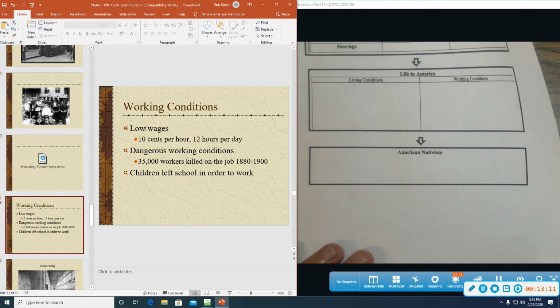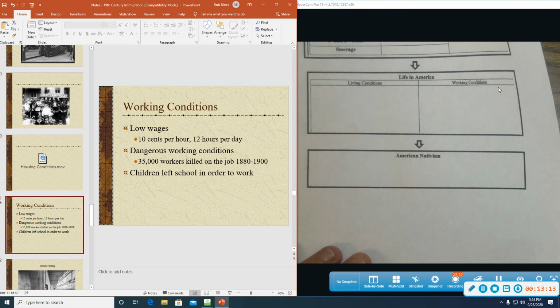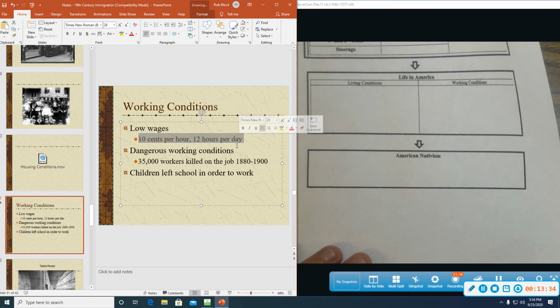Okay, so working conditions. Go ahead and put that on this side. Low wages, 10 cents an hour, 12-hour days, dangerous working conditions, 35,000 workers killed on the job between 1880 and 1900. Remember, Carnegie made $1.20 a day in the reading that we read about him because he was an immigrant. You may remember that from the Captains and Robbers video or lesson.